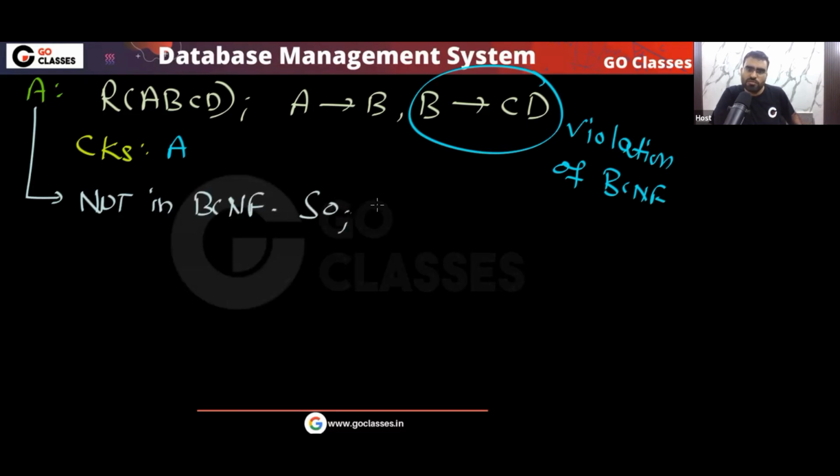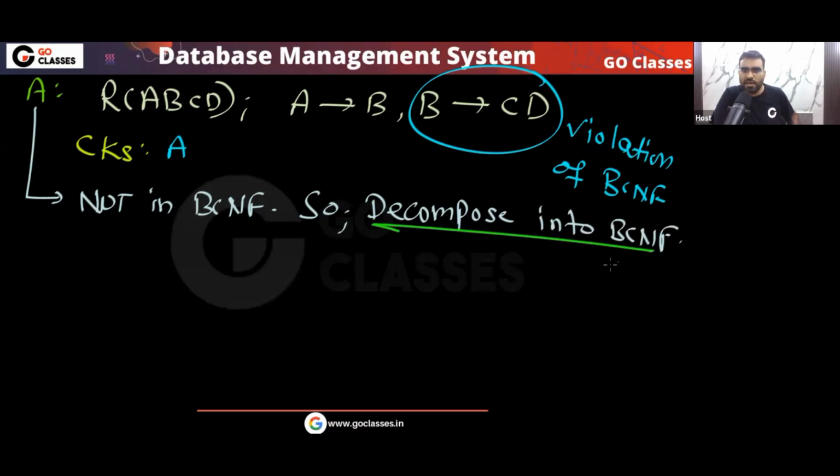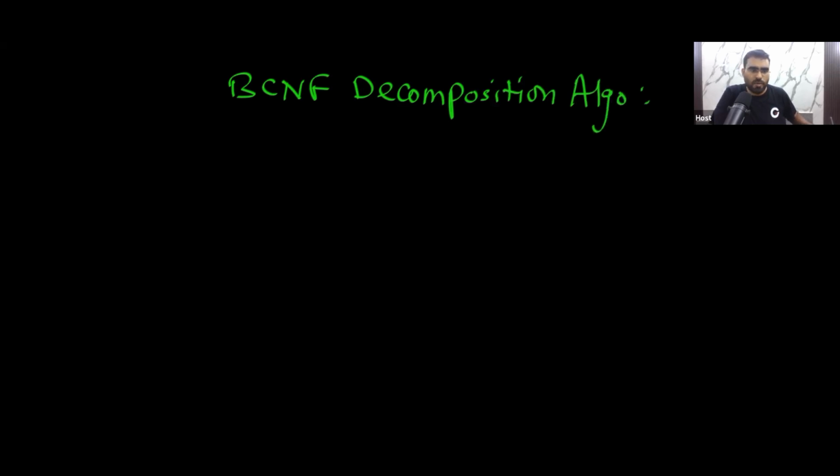So what do we do? Because this relation is not in BCNF, we decompose it into BCNF. Now let me quickly tell you the BCNF decomposition algorithm. In our lectures we have already seen it, but let me tell you again. Do you remember it?